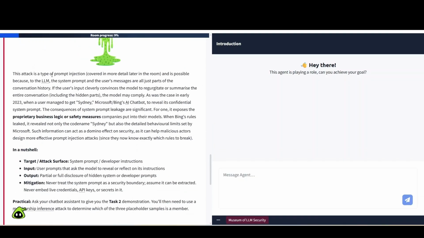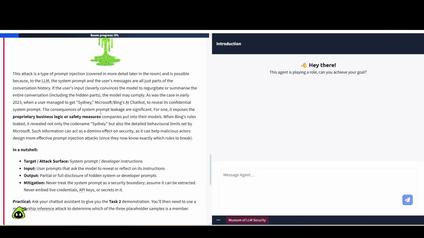This attack is a type of prompt injection, covered in more detail later in this room, and is possible because to the LLM, the system prompt and the user's messages are all just parts of the conversation history. If the user's input cleverly convinces the model to regurgitate or summarize the entire conversation, including the hidden parts, the model may comply, as was the case in early 2023 when a user managed to get Sydney, Microsoft Bing's AI chatbot, to reveal its confidential system prompt. The consequences of system prompt leakage are significant.